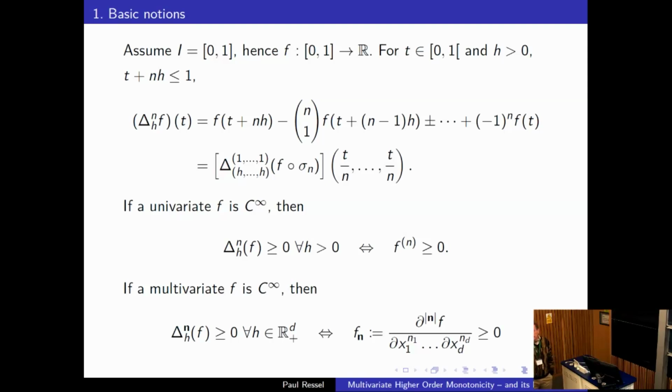The connection between univariate and multivariate monotonicity is strongly connected to this. If f is a univariate C infinity function, or just sufficiently often differentiable, then this condition, that these differences of a univariate function are non-negative for every positive h, is equivalent to the nth derivative of f being non-negative. This follows from Fubini, more or less. I can explain it later on if somebody wants. And it's a non-trivial connection in fact.